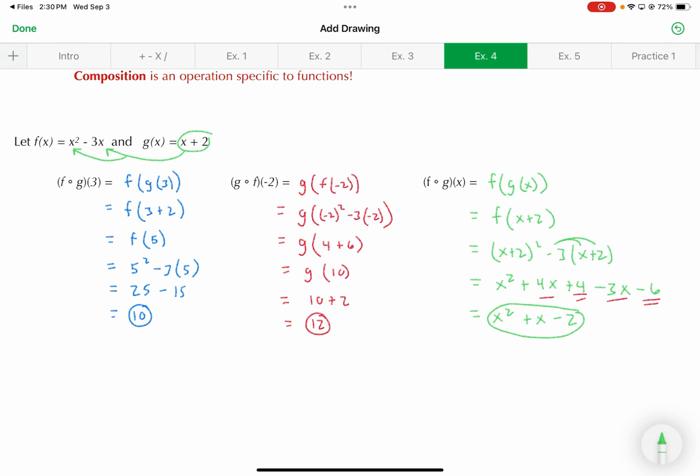Okay. I could not use this result to check what's in red here in the middle because this is G composed of F, not F composed of G, right? Questions on any of those three examples?